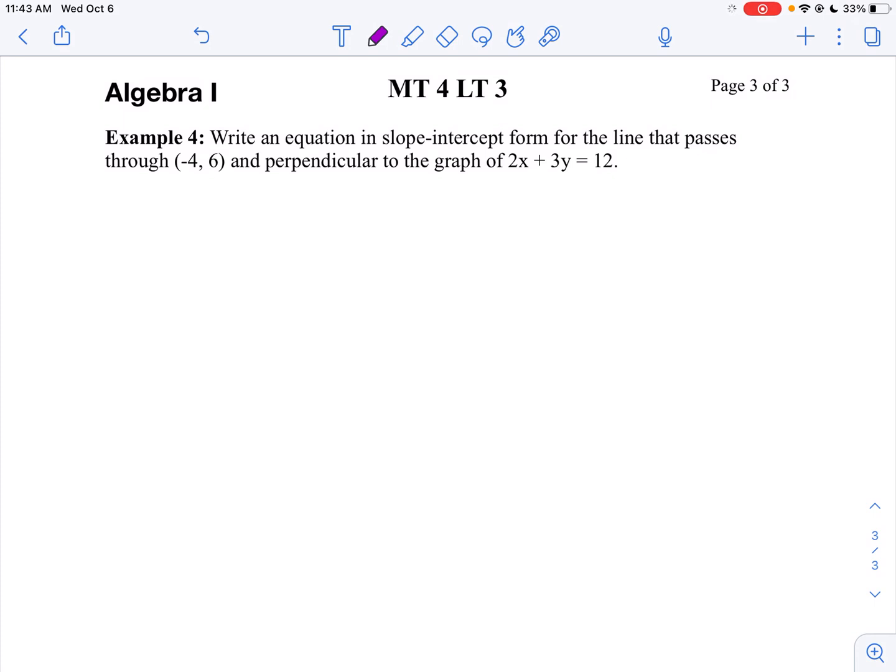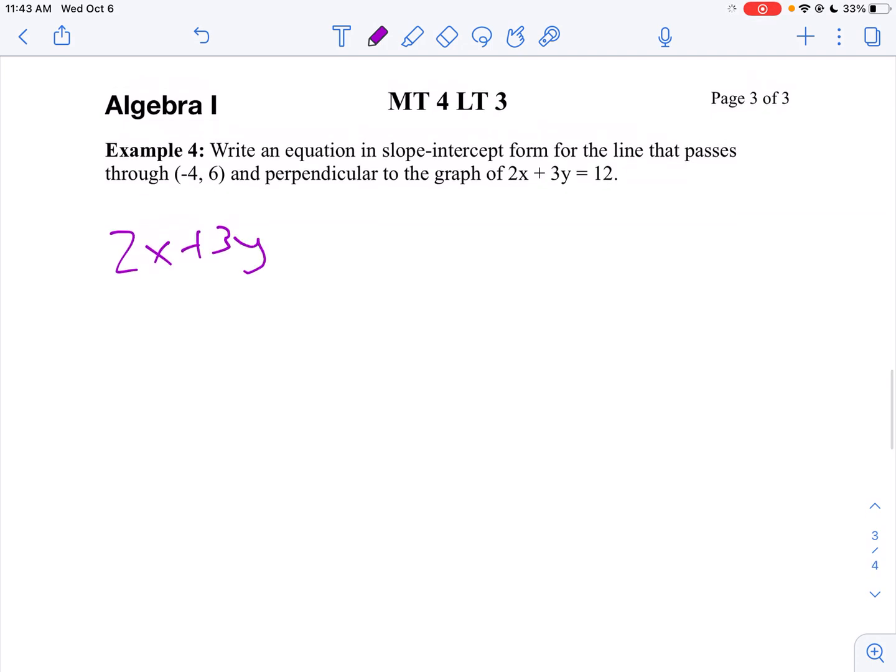So I'm going to take 2x + 3y = 12. Well, how do you find the slope of a line given in standard form? There's two ways to do it. I could find 2 points and then use my slope formula to find that. Or I could just get y by itself. I think that's what I'm going to do. I'm going to get y by itself.